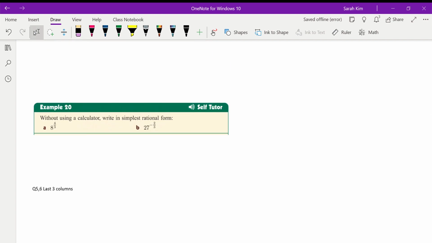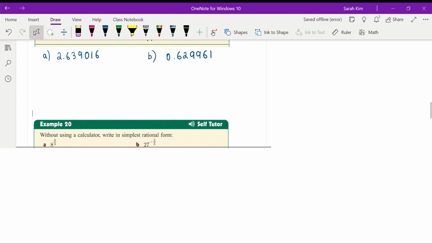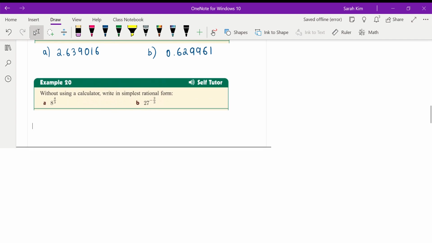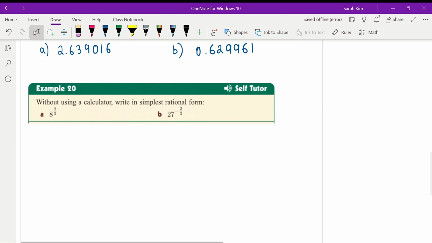Right, now with this one, without using a calculator, write in simplest rational form. Fun. Okay, with this one you've got to manipulate the data. I'm going to start by moving the 8 to the simplest base, which probably is 2. 2 times 4, 2 times 2. So 8 can be written as 2 times 2 times 2, which is 2 to the power of 3.